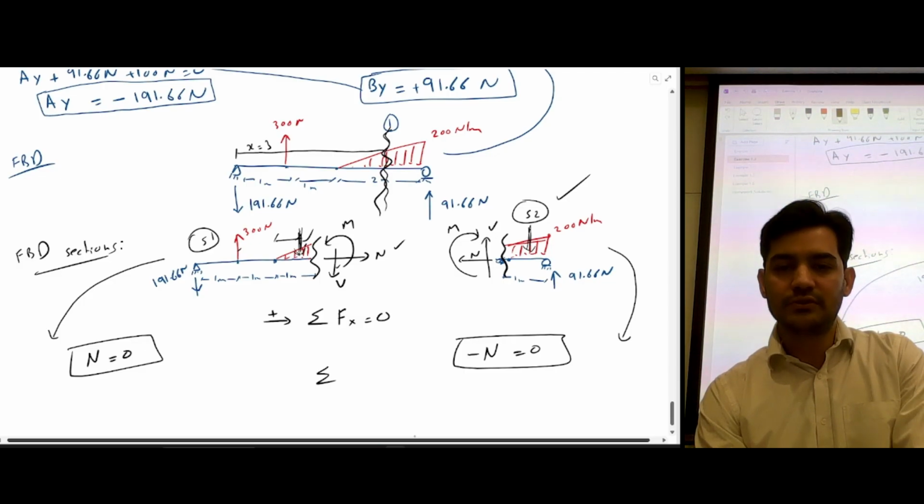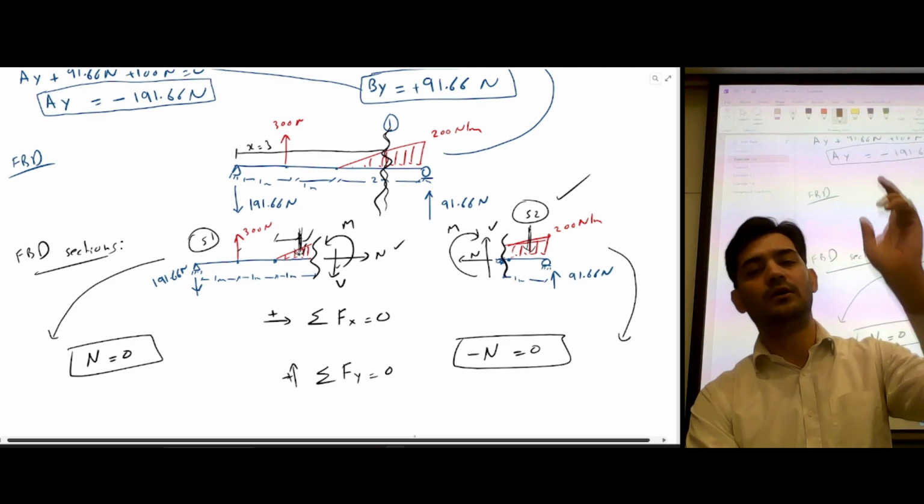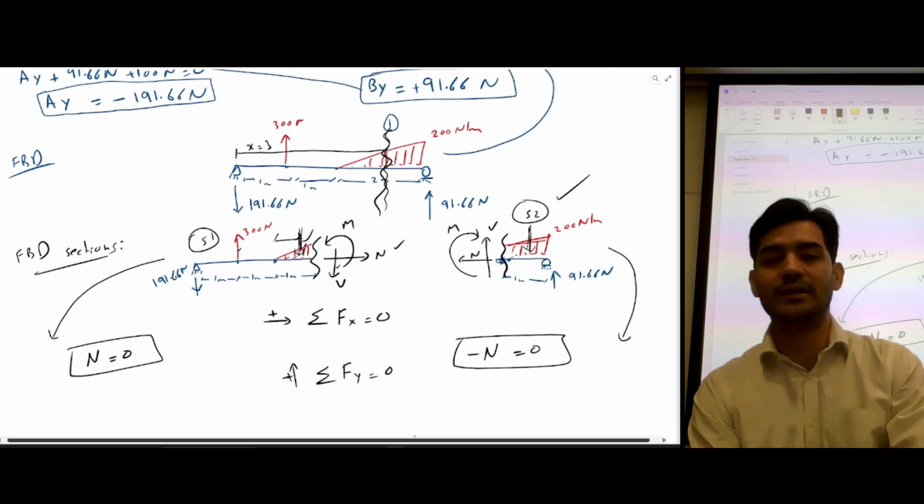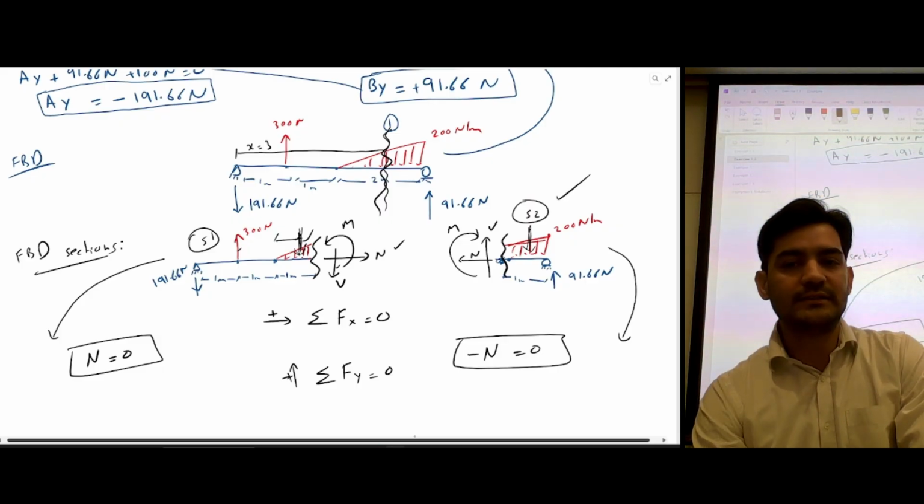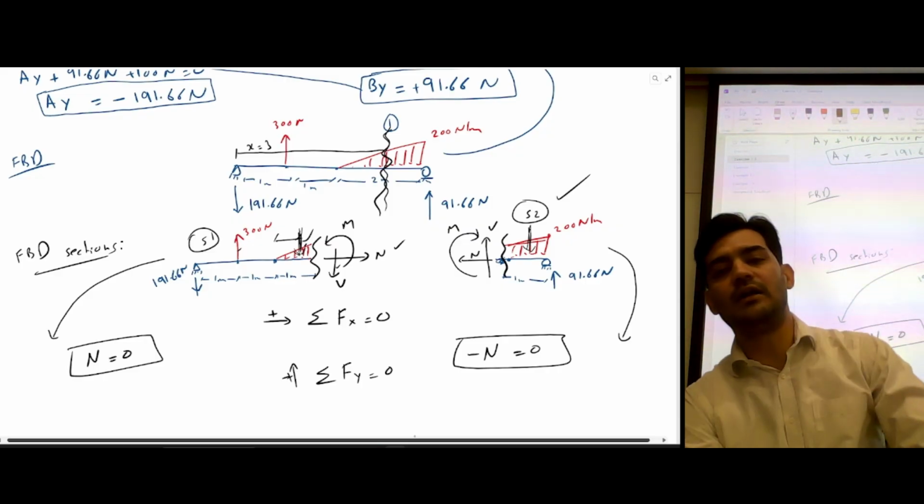Now the next step is to do summation of vertical forces is equal to 0, and the convention we are using is that all the forces acting upward are going to be positive and all the forces acting downward are going to be negative. But for this case, we have to calculate the resultant of this triangular distributed load, half of which is in one section and half of which is in another section.